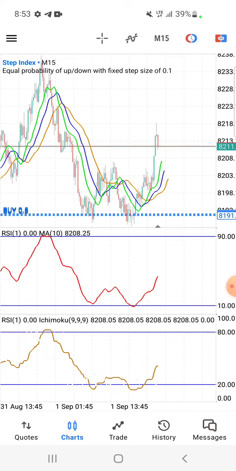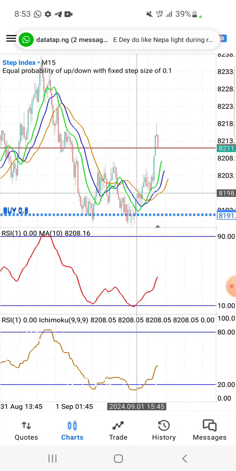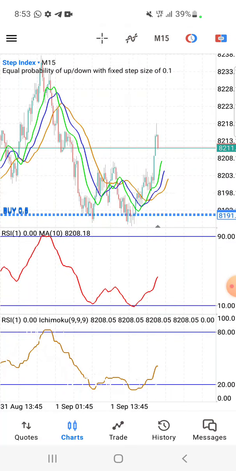So in this video I am going to show you guys a very good strategy. This is actually a strategy I've been testing too, and it has been working quite alright for me. As you guys can see, this is step index, and I am on a buy trade. Currently I entered the trade here. And it's playing out fine.